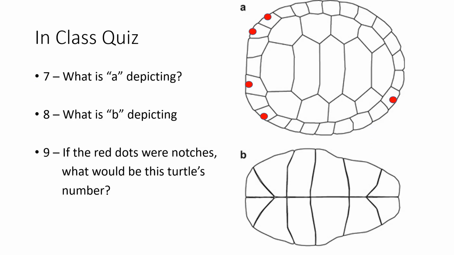On the last slide here, we have a couple of questions on turtle shell anatomy and notch code. The first one is the top part of the shell, which is the turtle's carapace. The second one, part B, is the bottom part of the shell, which is called the plastron. And then the red dots are supposed to indicate a notch pattern for a particular individual. In this case, this individual would be 256.